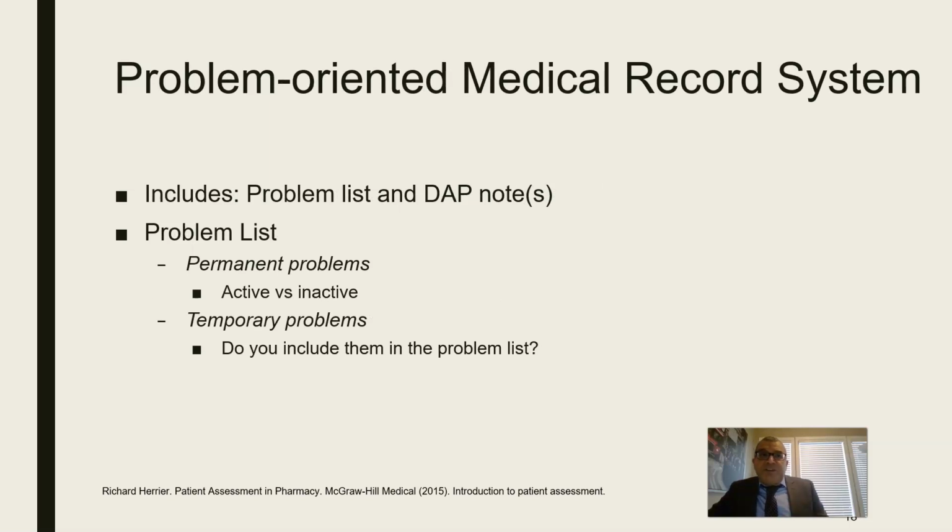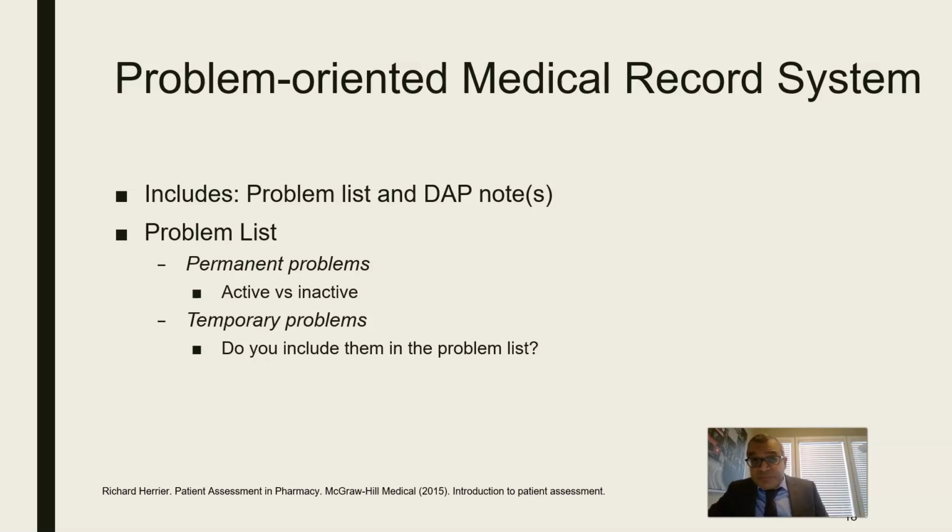Okay, so once you have the patient's past medical history, you can use what we call the problem-oriented medical record system. This medical record system includes two things: the problem list and the SOAP note, like a documentation. What's the problem list? The problem list is the patient's problems that are actually current or temporary. These are not the drug-related problems. Drug-related problems are different.